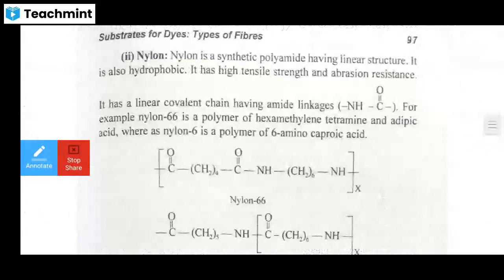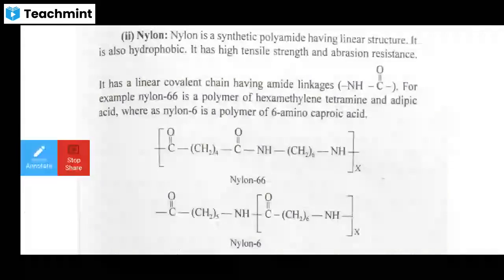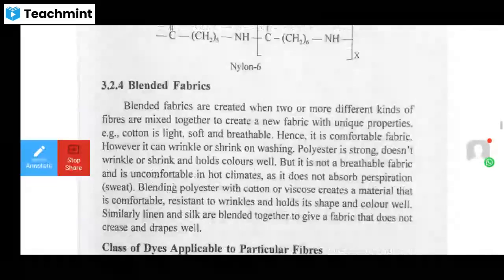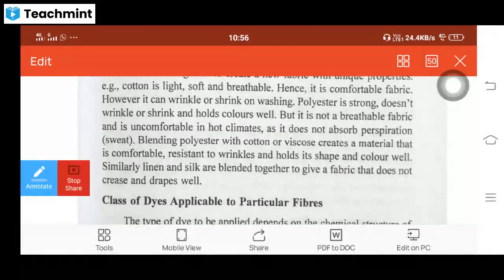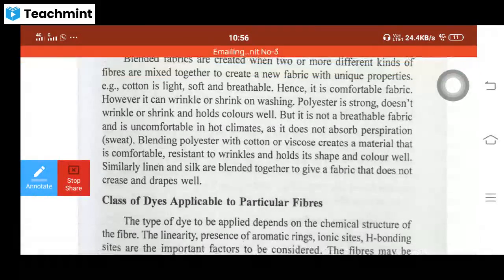Next is nylon. Nylon is artificial. Synthetics include nylon 6 and nylon 6,6. These two types of nylons are synthetic polymers. This is a polyamide structure, a linear structure, and it is also hydrophobic in nature. Next is the blended fabrics. Okay, the next category is the blended fabrics.